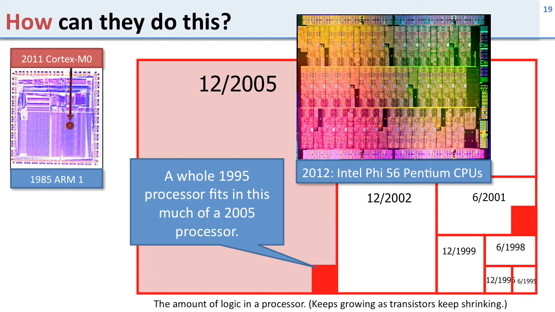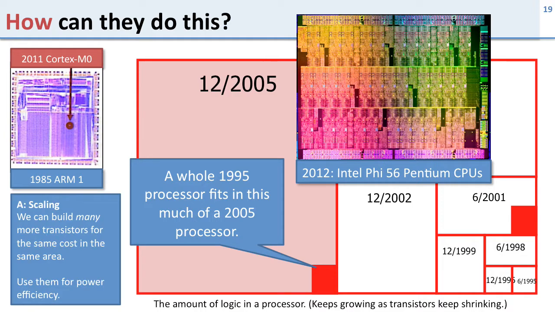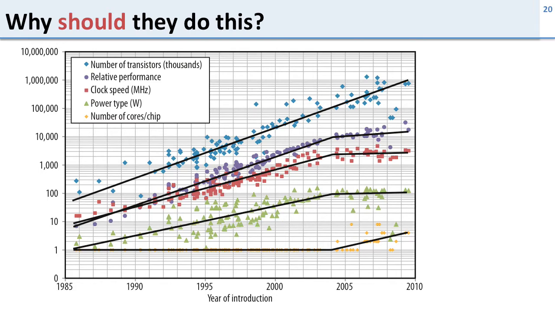So when we ask the question, how can ARM do this big.LITTLE thing? The answer is by scaling. You can put many, many more transistors on the same chip for the same cost. And so ARM has decided that they're going to use some of these transistors for a slower, low-power processor and some of the transistors for a faster processor. So now that's how they can do it.